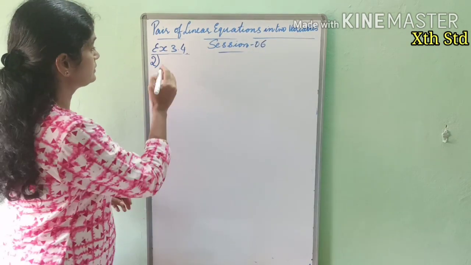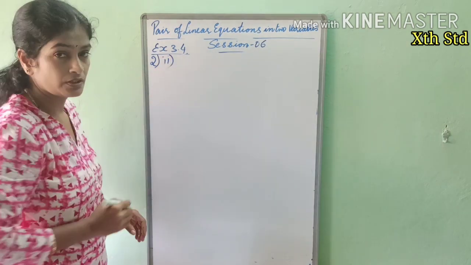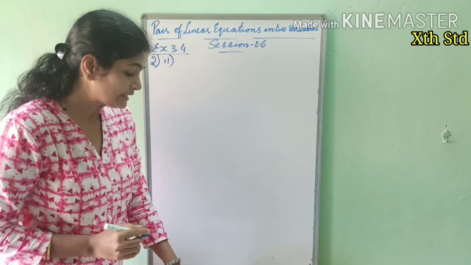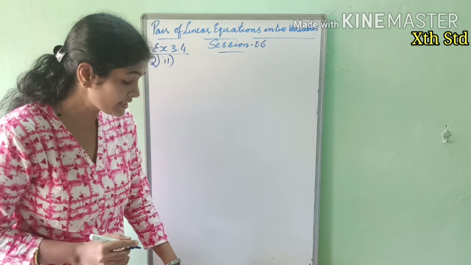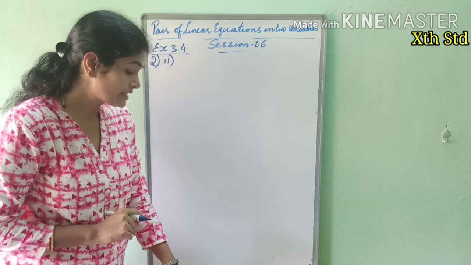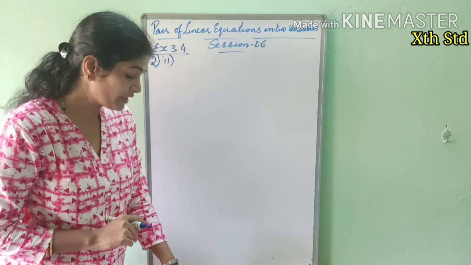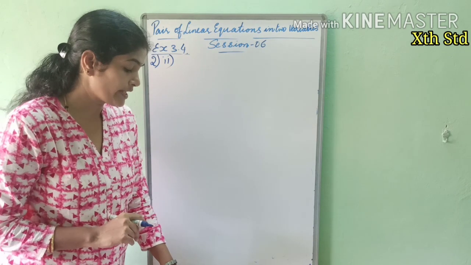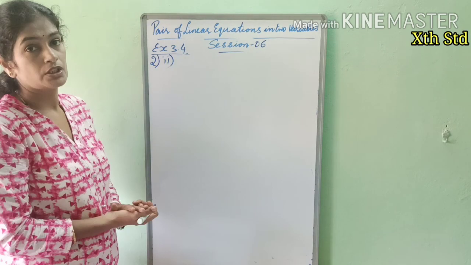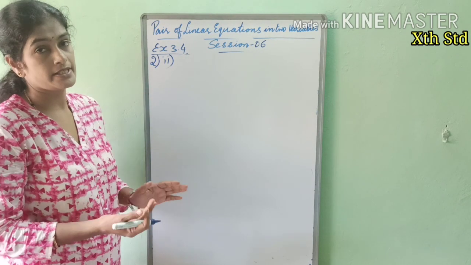Second problem. What does it say? 5 years ago, Noori was thrice as old as Sonu. Then 10 years later, Noori will be twice as old as Sonu. How old are Noori and Sonu? Two people are involved, and their present ages are involved.